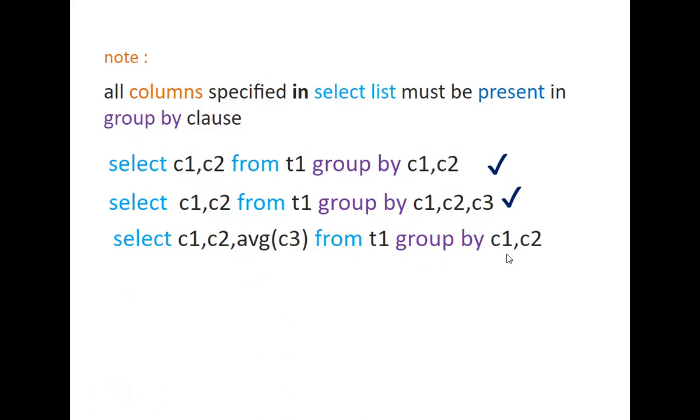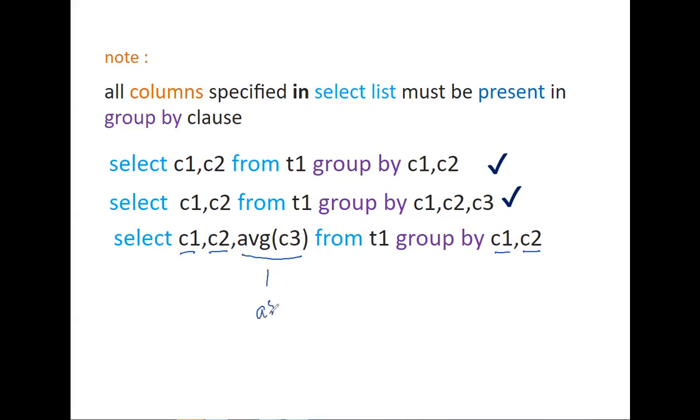So now we'll check C1. C1 is present in the group by list. C2 is also present in the group by list. C3 is not present in the group by list, but check here, C3 is associated with an aggregate function, right? So column C3 is associated with the aggregate function. So is it correct or not? This is correct. It will work.